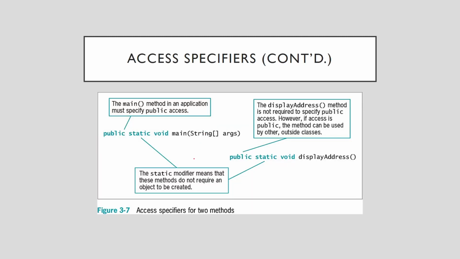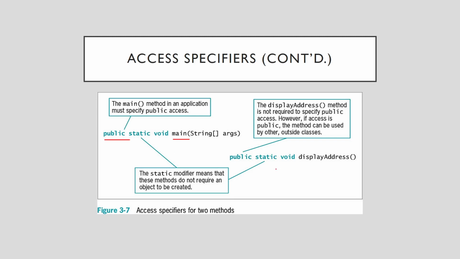Now, we have the access specifiers for two methods. In this first one, the method main in an application must specify public access. The main method must be specified with a public access specifier. The main method must be declared as public.